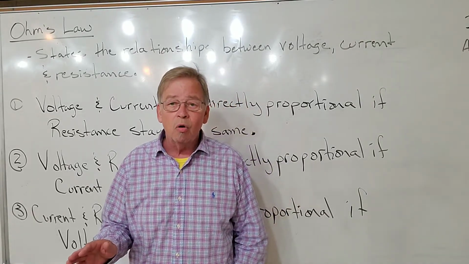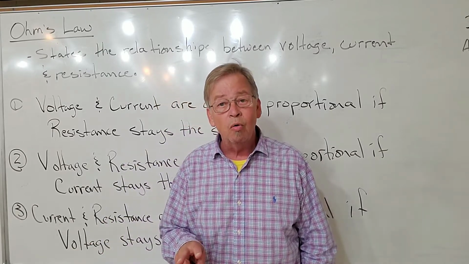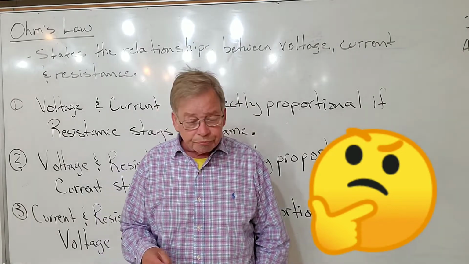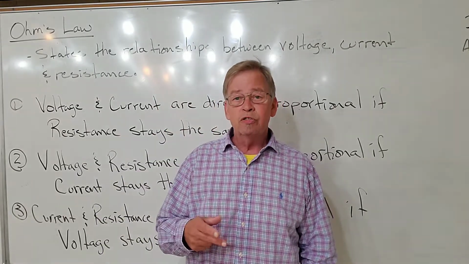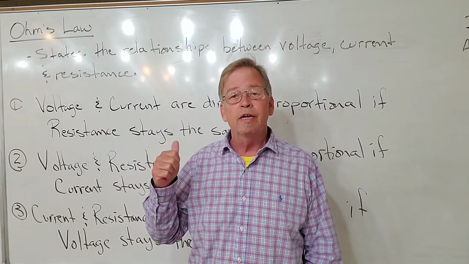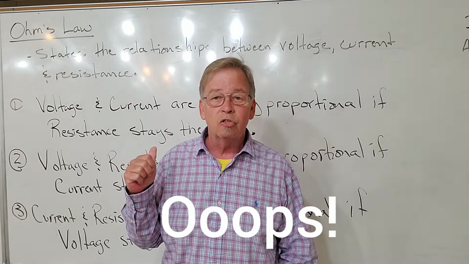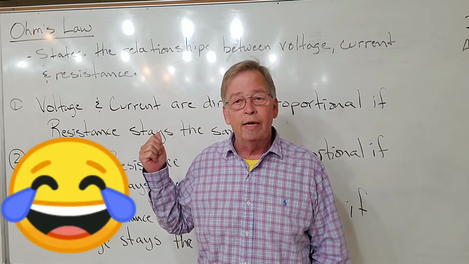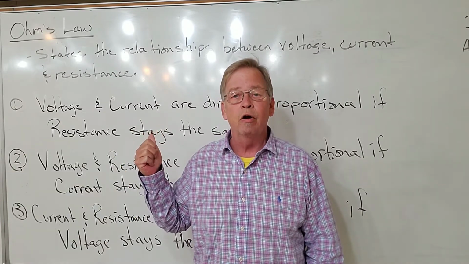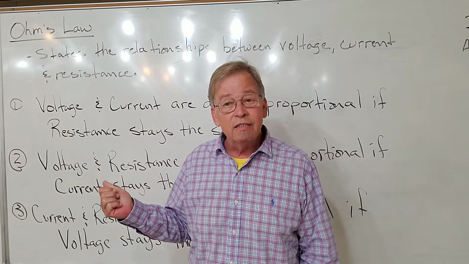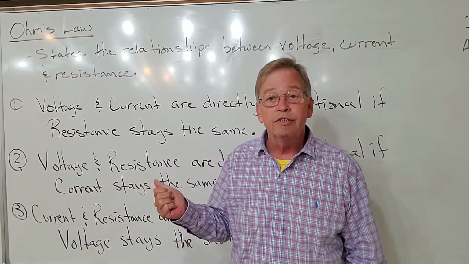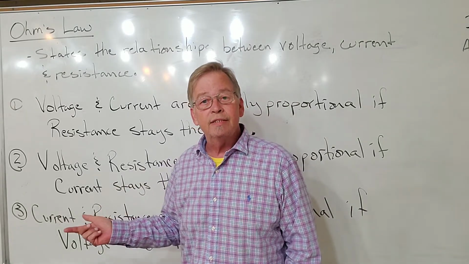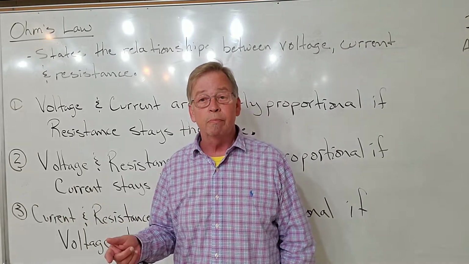Since it's all about controlling current, and there's only two ways to control current, we have to understand the relationships between these three. The first statement in Ohm's law is that voltage and current are directly proportional. The second statement states that voltage and resistance are directly proportional. And then it states that current and resistance are inversely proportional.